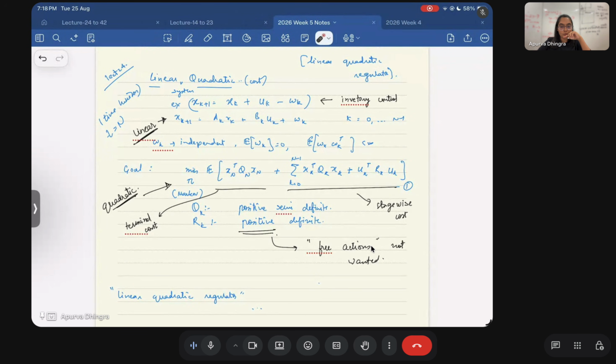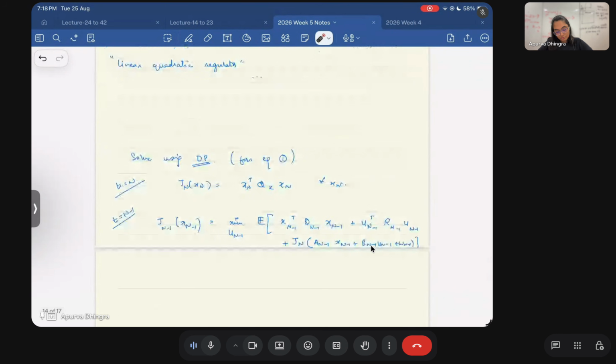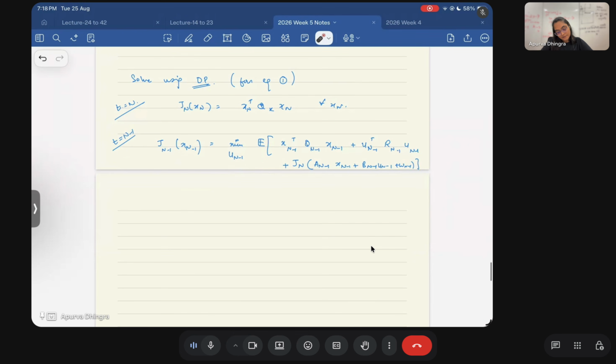Okay, so now let's go further and discuss this problem in some more detail. In this problem, if we apply DP, what we would have to do is say that at the terminal cost, this is Jn of xn. We'll go one step behind, and at the previous step, we'll look at the stage-wise cost and Jn of xn, where xn is equal to this, which is what we are getting from the dynamics.